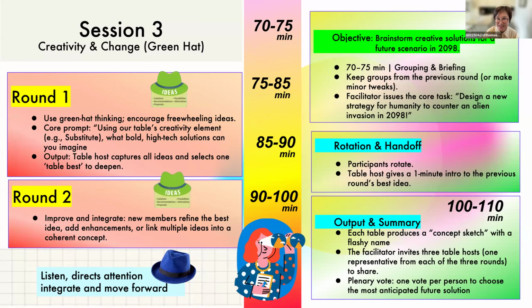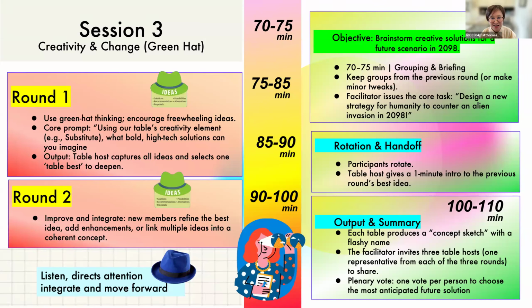Our final 40 minutes, section 3, is all about creativity and change using the green hat. Our objective is to brainstorm creative solutions for a future scenario, an alien invasion, maybe in 2098. The blue hat will be referenced throughout the entire workshop to guide reflection and structure the thinking process. So round one for section 3 is 10 minutes of pure freewheeling brainstorming, where each table generates bold ideas and selects one best concept.